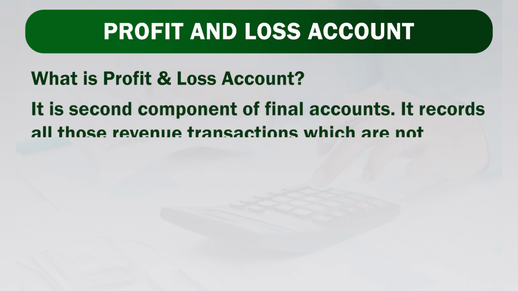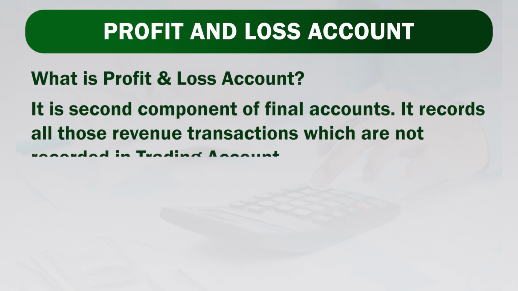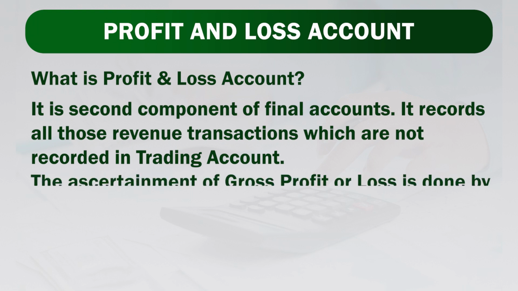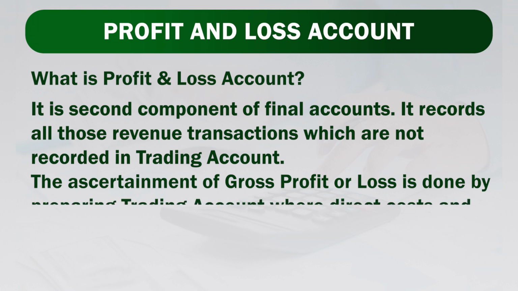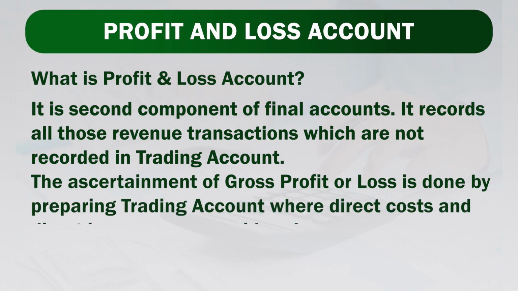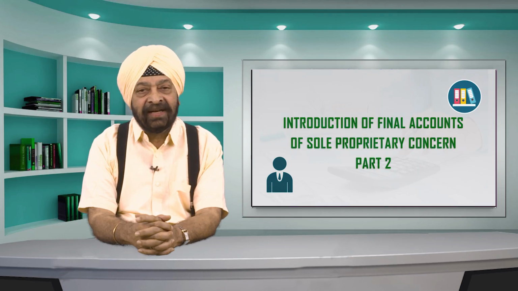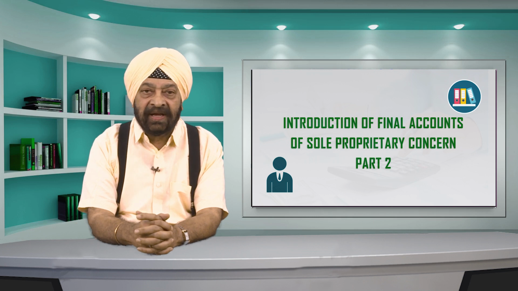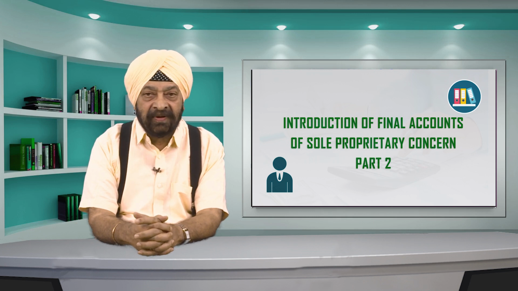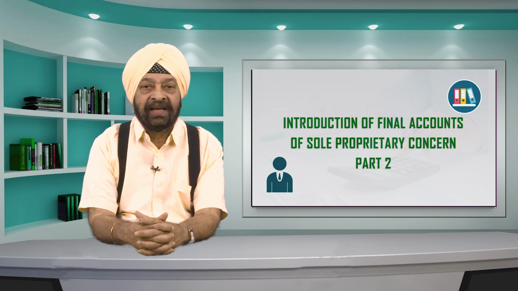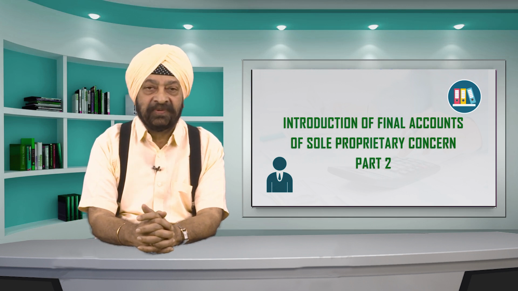It records all those revenue transactions which are not recorded in, be careful, revenue transactions which are not recorded in trading account. The ascertainment of gross profit or loss is done by preparing trading account, where direct cost and direct incomes are considered. On the other hand, net profit or net loss is ascertained by preparing profit and loss account, where indirect cost and indirect incomes are taken into account.